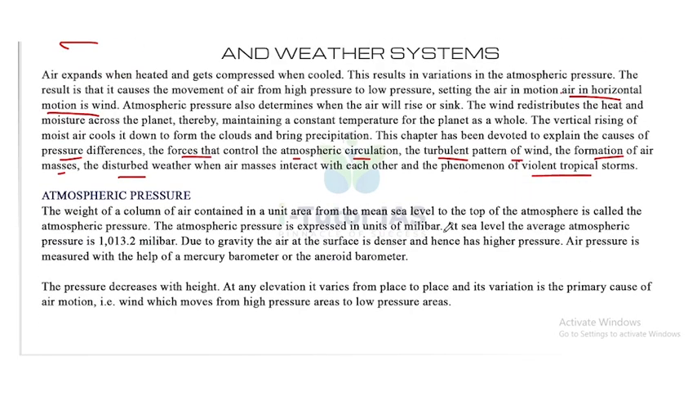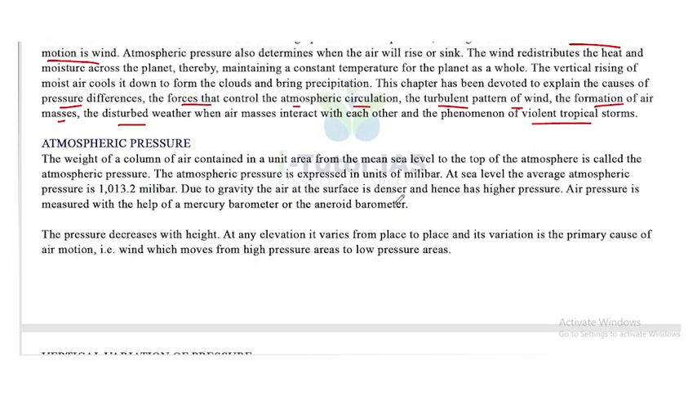So first one is atmospheric pressure. The weight of a column of air contained in a unit area from the mean sea level to the top of the atmosphere is called atmospheric pressure. So what is atmospheric pressure? It is the weight of a column of air contained in a unit area from the mean sea level to the top of the atmosphere, and this is called atmospheric pressure.